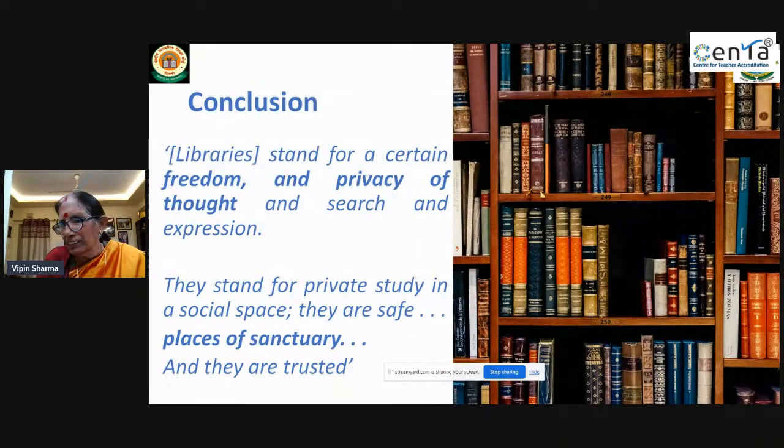I think that is quite emphatic and elaborate in itself. So, the conclusion is that libraries stand for a certain freedom, privacy of thoughts, and search and exploration. I think by now you must be clear about search and research. They stand for private study in a social space. They are a safe place of sanctuary. The idea is that the school needs to work on the libraries, the physical library and the e-library, and on how the students can be motivated. The books must have a higher standard than the study material that is used day to day.